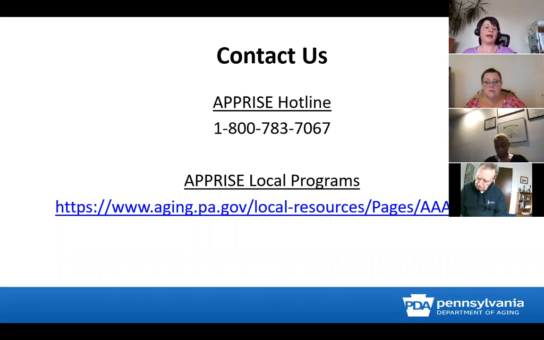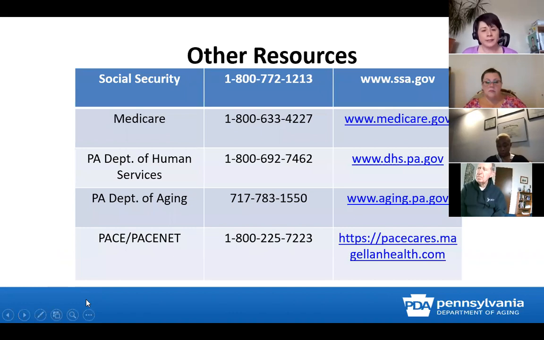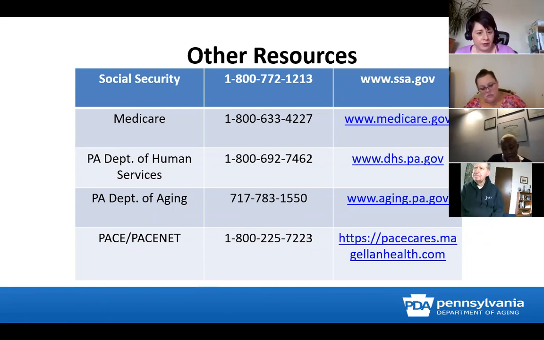And then on the next slide, I just added a few other important, at least I think they're important, contacts or resources. So I have on here Social Security, Medicare, because I know everybody always says it's 1-800-Medicare, but sometimes you have to think about what numbers you have to press on the phone to do 1-800-Medicare. So the actual numbers are on there. We have our Pennsylvania Department of Human Services and the aging phone number, as well as the PACE-PACEnet phone number and all of their website information.